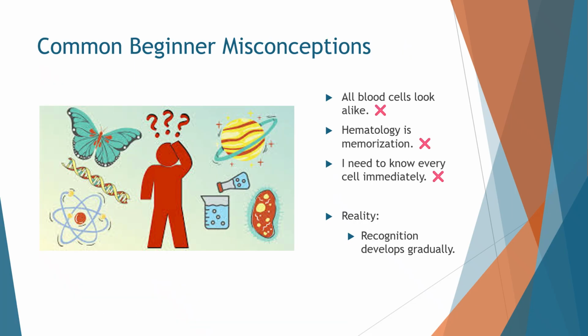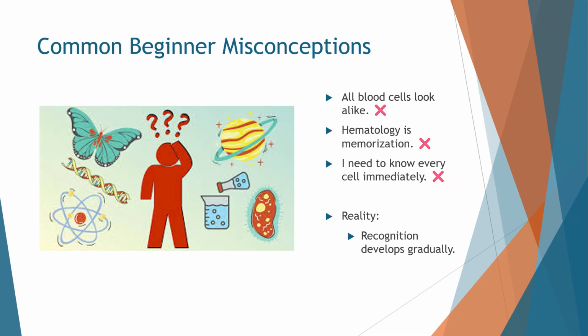Let's address a few myths that almost everyone brings into hematology. First, all blood cells look alike. They absolutely do not, but early on they feel like they do. That's normal. Your brain hasn't built pattern recognition yet. Second myth: hematology is memorization. It's actually the opposite. You are not memorizing hundreds of cells, you're learning developmental logic, how cells change over time. Once you understand maturation patterns, identification becomes reasoning instead of guessing.